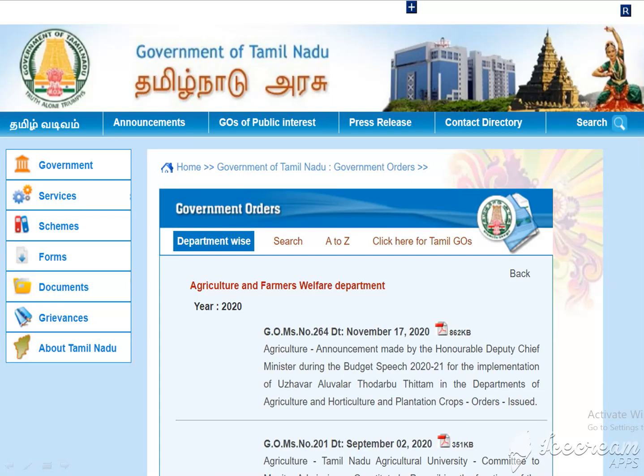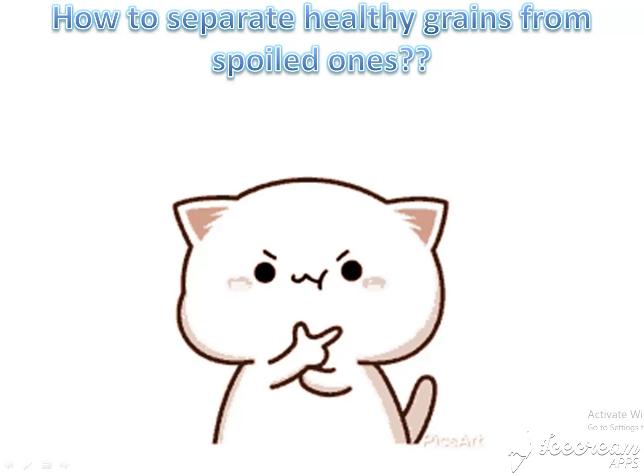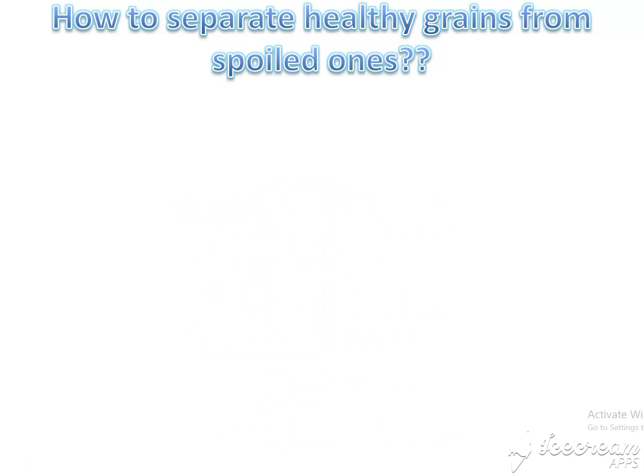The Tamil Nadu government, through its various schemes, distributes lakhs of vegetable seed kits to village panchayats, so that we can get good quality seeds from our local area. How do we select the good seeds or grains from the spoiled ones? Seed selection is very important. How do we select the good quality seeds?